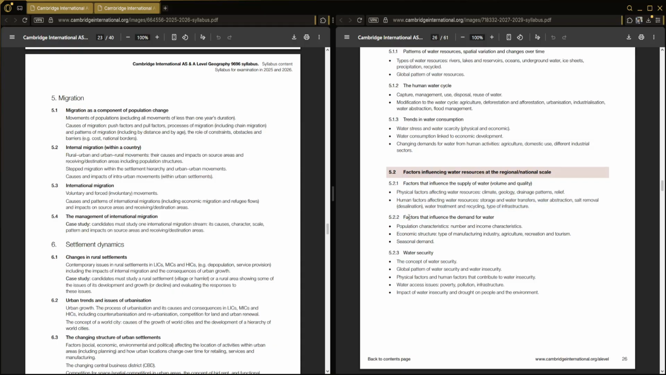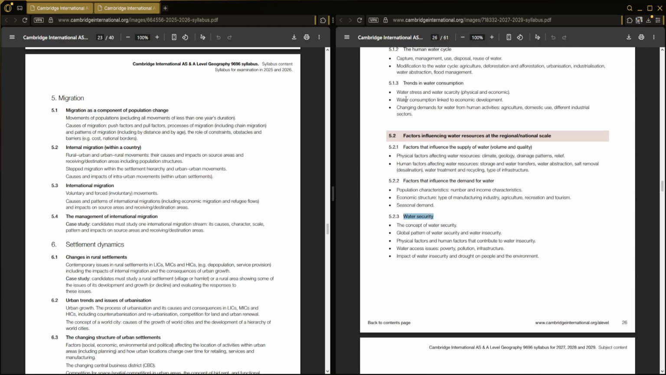For factors that influence the demand of water, it's how many people there are, how wealthy they are, the economy, what industries we're specializing in, and also some seasonal changes. Again, really similar to 5.1.3, which is kind of where you're seeing that they're running out of things to say. They're just adding stuff in.